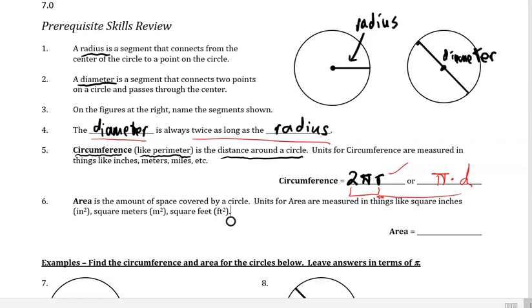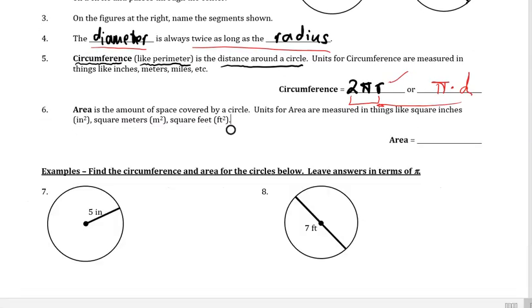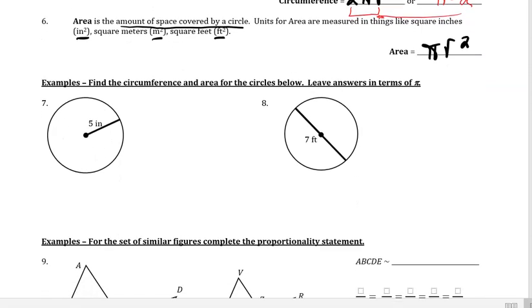Okay, we also can do the area of a circle. The area of a circle is pi r squared. That's the amount of space covered by a circle, basically the space inside of the circle. Since it's an area, we have 2 dimensions. We would always do feet squared, meters squared, inches squared, versus the circumference where it's just inches, meters, miles.